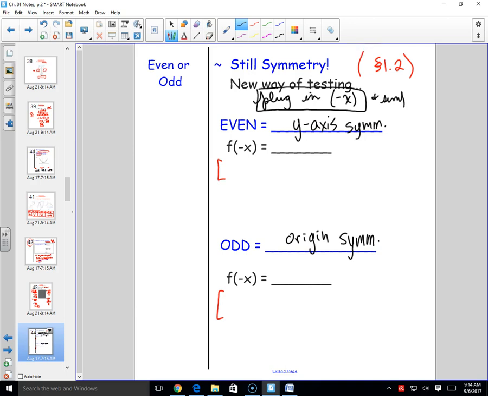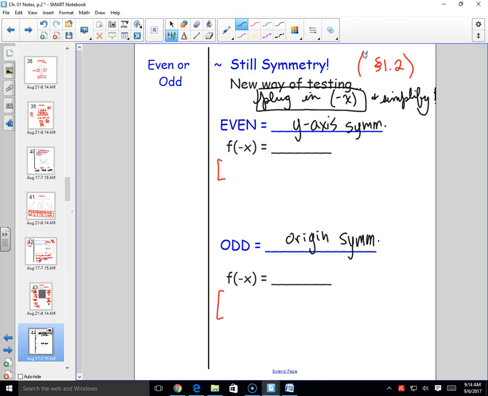What happens when you simplify tells you whether. Plug in negative x and simplify. What happens when you simplify tells you whether the function is even, has y-axis symmetry, odd, has origin symmetry, or is neither. It's all in the simplifying.